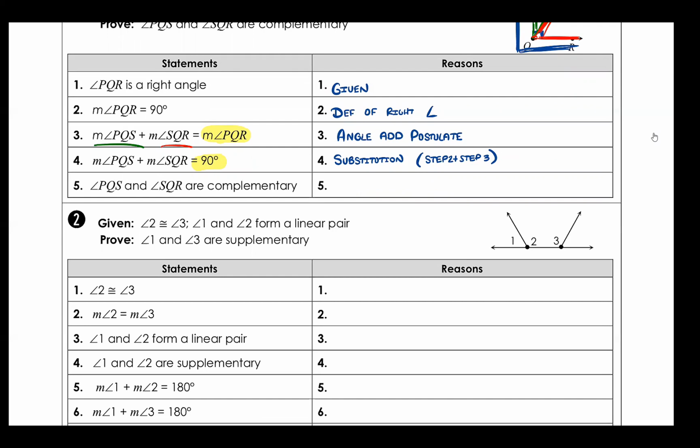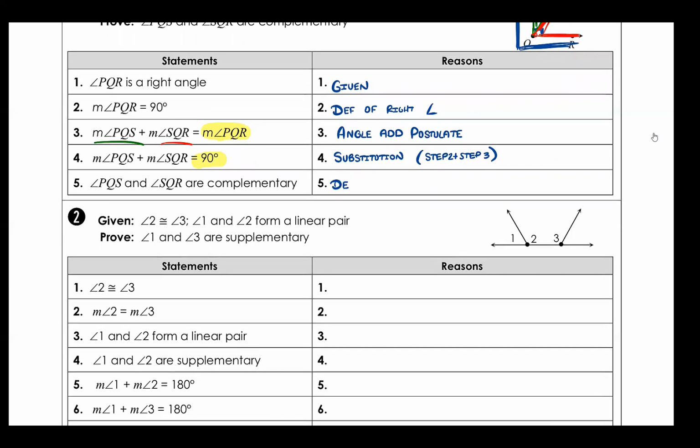PQS and SQR are complementary. Why is it true, though? Definitely not false. They equal 90 degrees. So what does that mean? That's the right angle. Definition of complementary angles. If you're saying that's because it is, let's see if there's a definition that can back you up. Pretty strong chance that if it's talking about a definition, we're fixing to use a definition.